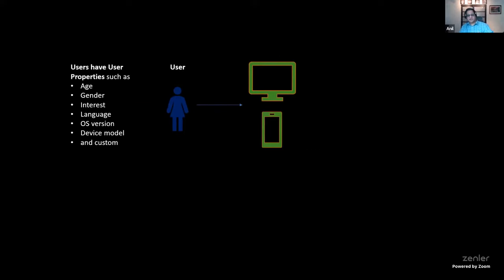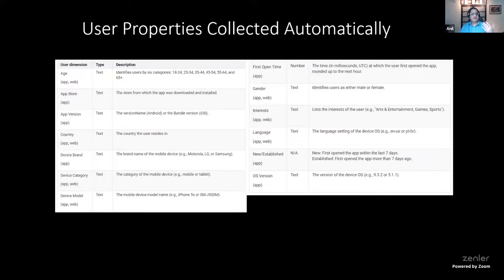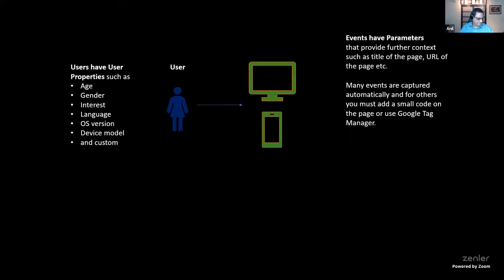Users have properties. So you get user properties such as age, gender, interest, as I talked about. And here are the user properties that are collected automatically. So age, the app store, the country, etc. A bunch of these are collected. You might not use all of those, but maybe age is something that you might want to use. Device category is used extensively, etc.